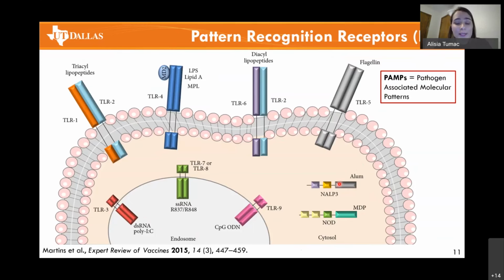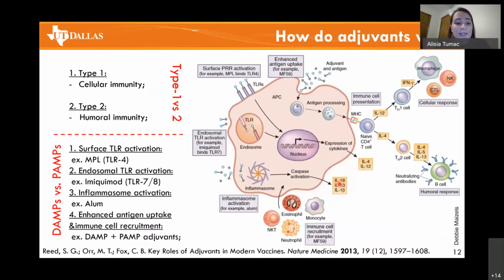I will talk about this next, but these deal with a different kind of adjuvant, and especially the damage-associated molecular patterns. And you can see here, it deals with the inflammasome formation and the caspase activation. And then I want to also talk about what happens when you combine damage-associated with pathogen-associated molecular pattern adjuvants.